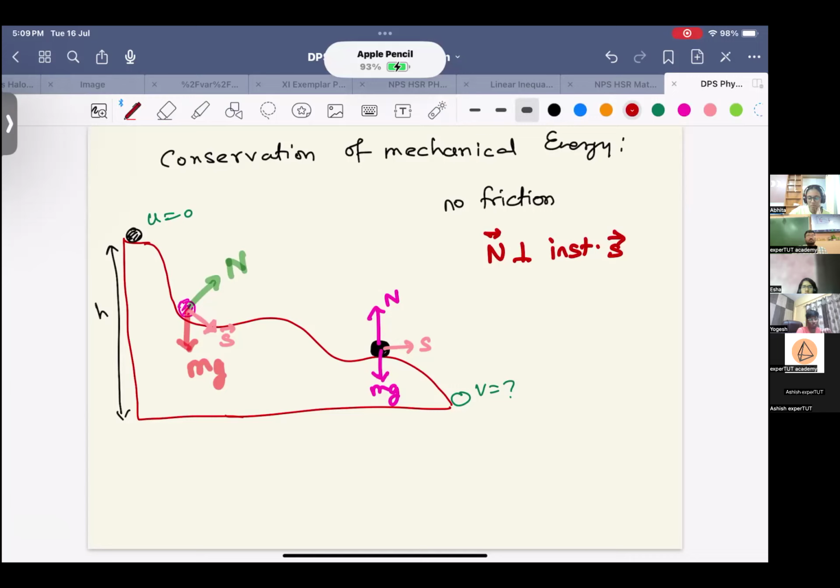Understood, everyone? The direction of instantaneous displacement is the same as the direction of velocity at that point.